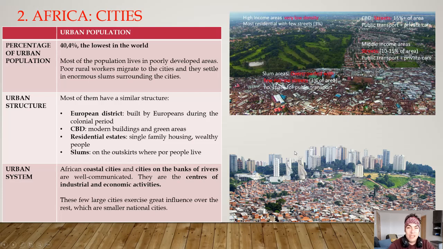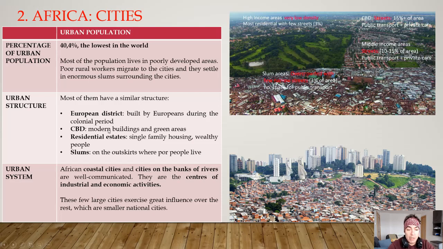So how is the urban structure in African cities? They have more or less a similar structure. They have a European district, which was built by Europeans during the colonial period. In the early 20th century, almost all the African continent was occupied by Europeans. All the countries were colonies of the European countries: the British, the French, the Spanish, the Belgians, and the Germans.